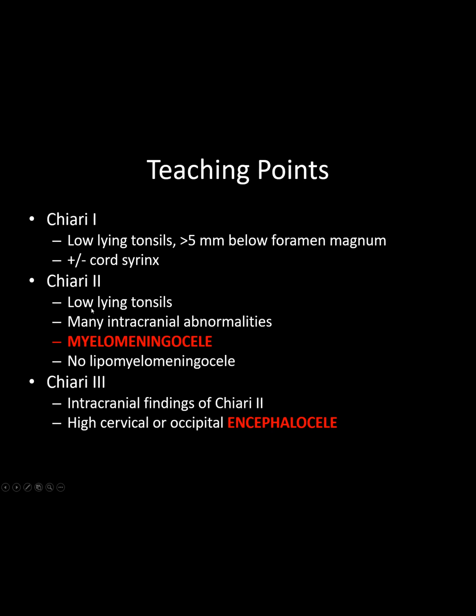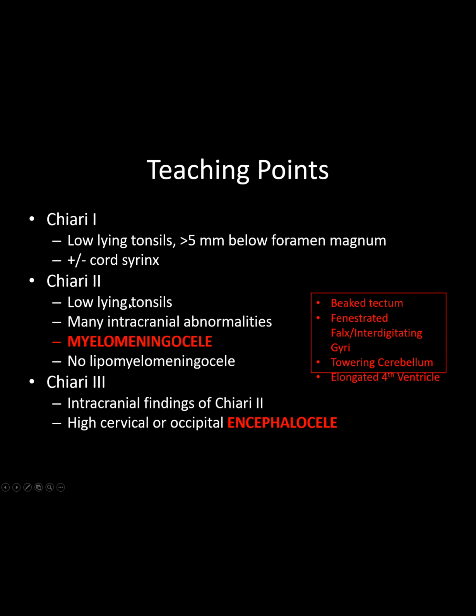Chiari 2, we talked about, has virtually 100% association with myelomeningocele, and has a lot of different brain findings. But the ones you really want to remember are the tectal beaking, the towering cerebellum, and the fenestration of the falx where the gyri interdigitate. Remember, myelomeningocele is what you'll see with Chiari 2, not a lipomyelomeningocele. And I showed you some examples from your right exam of what a lipomyelomeningocele will look like.